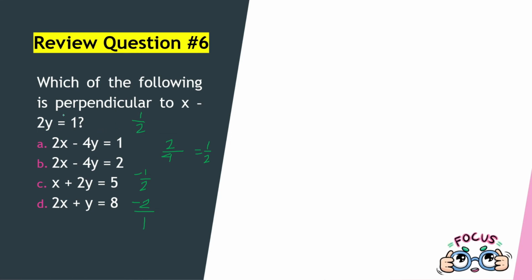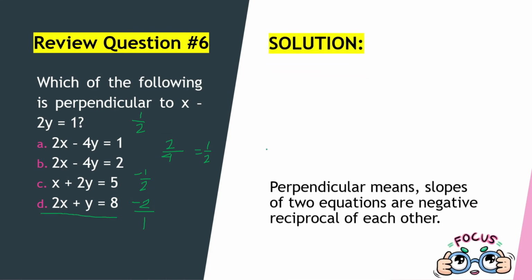So, since we're looking for perpendicular, sabi natin kanina sa perpendicular, it is the reciprocal of the given slope and the opposite sign. So, kung 1/2 yan, ano na reciprocal niyan? 2 over 1. So, alin dito yung may 2 over 1? Tapos, kung positive to, dapat ang opposite ay negative. So, the answer here is letter D. And that is our solution.